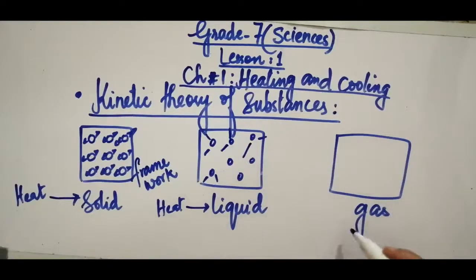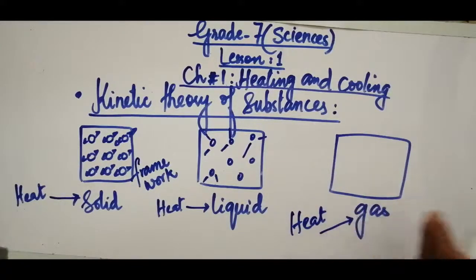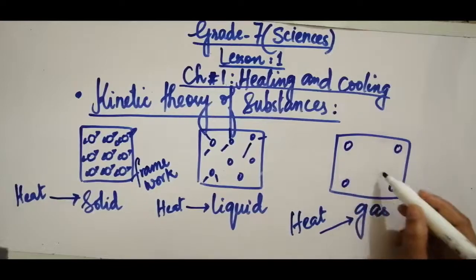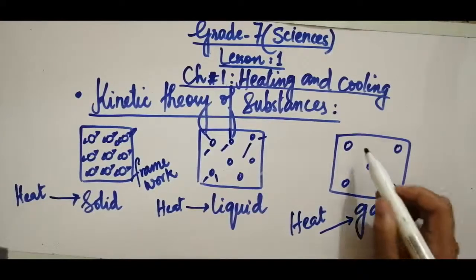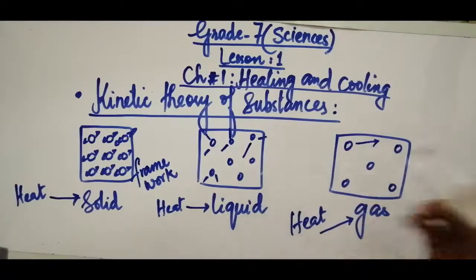In case of solid and liquid, we have seen little or no movement, or only vibrational movement. But in case of gas, what happens? After getting heat, the gas molecules show random motion. What is the meaning of random motion? Irregular motion. Suppose these are the gas molecules. They will move after getting heat, from here to there. Wherever they want to go, they will move.